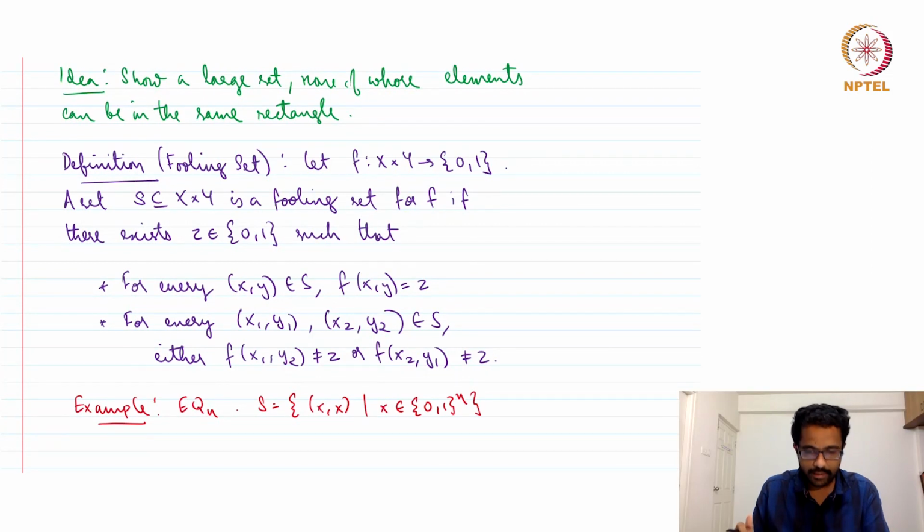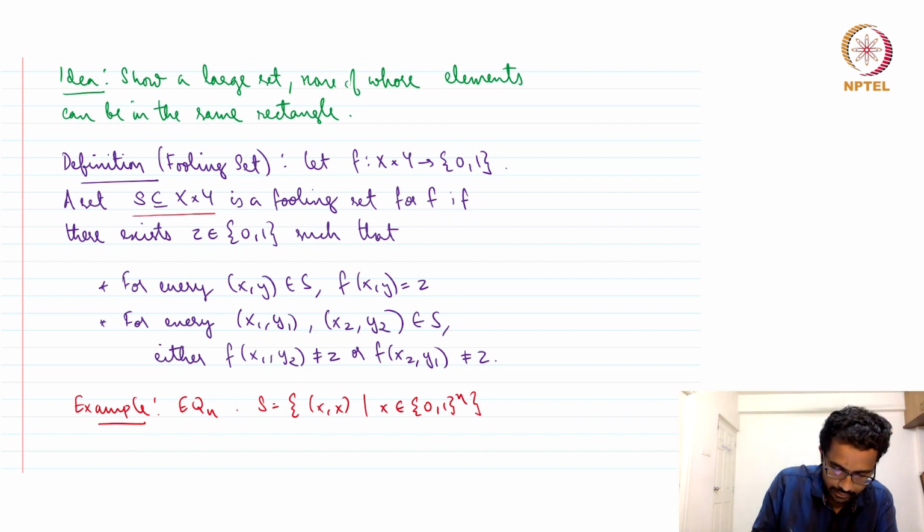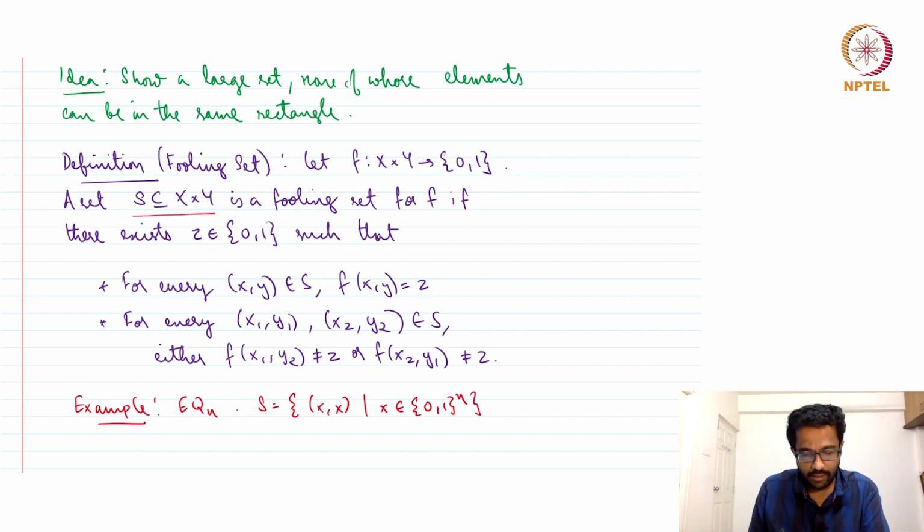So what is a Fooling set? A Fooling set for a function f is a set of input pairs, S, a subset of X cross Y, such that there is some z for which, for all the members (x, y) of the Fooling set S, f(x, y) is z. Think of z as, let's say, 0 for simplicity.